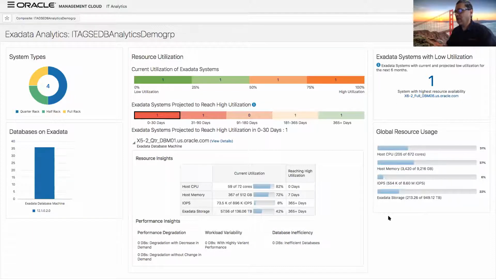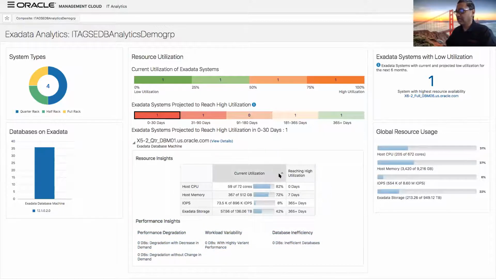Now, I mentioned performance insights. So out of the box, we give you insights into your DB performance. Currently I have 0 databases degrading, which is great news. That's how ideally I should be. I should have 0 here everywhere.